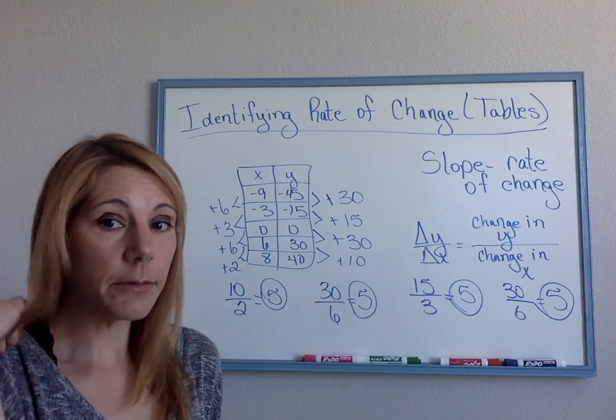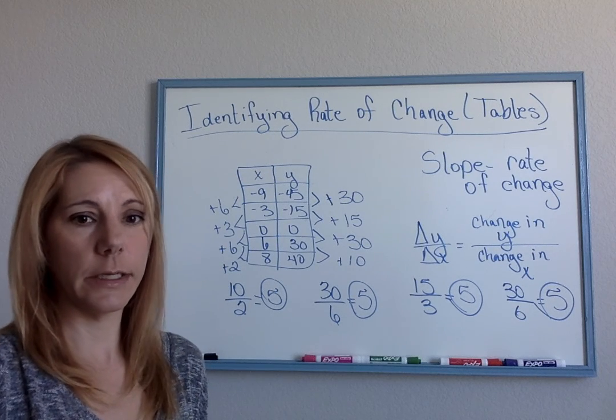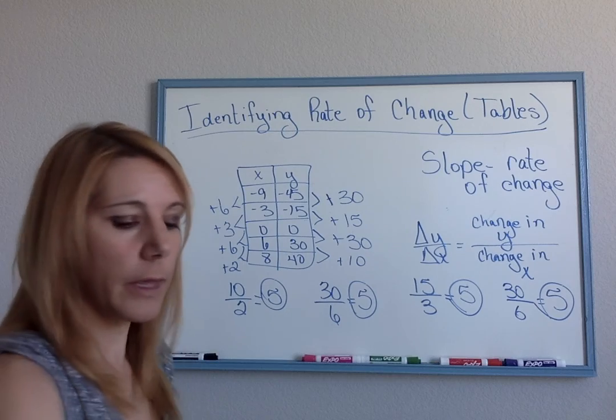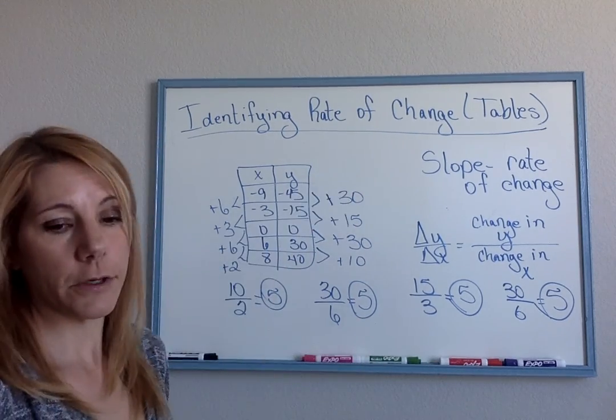So you're going to find tables that are like this probably more often than you find those perfect tables we did yesterday. Okay? So my rate of change is going to be 5 for my first example.